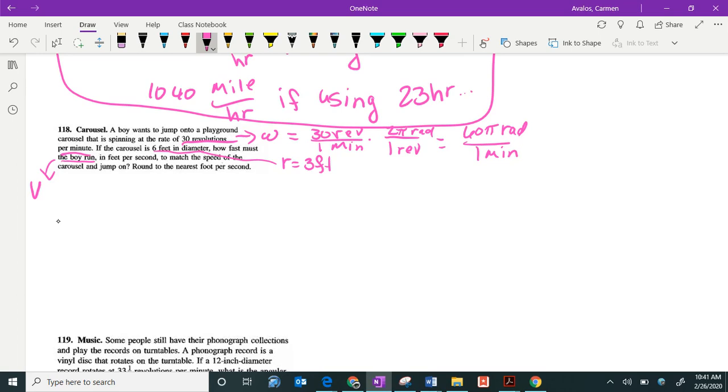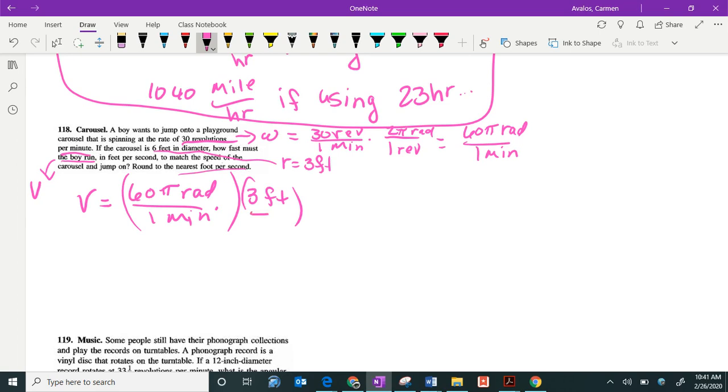We want to know how fast the boy is going, so we want to know what V is. And we already have that this is 60 pi, that's the angle in 1 minute, times the 3 feet, which is your radius. And so we end up with that in minutes, but we want to go to the nearest foot per second.